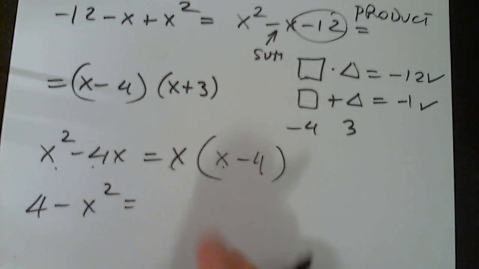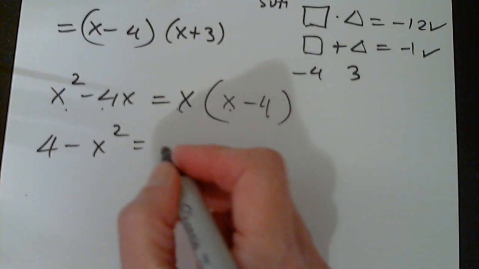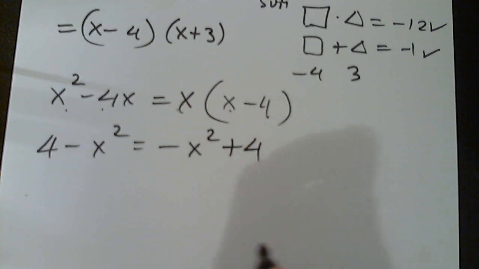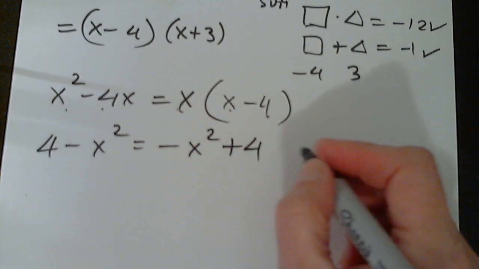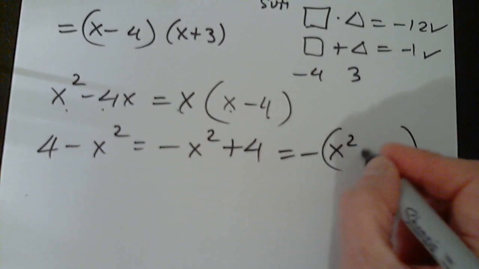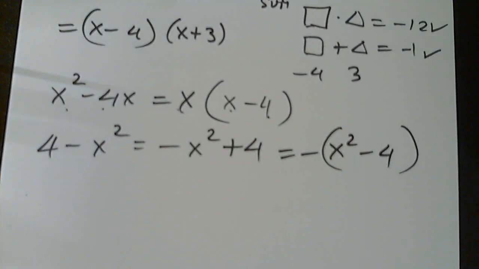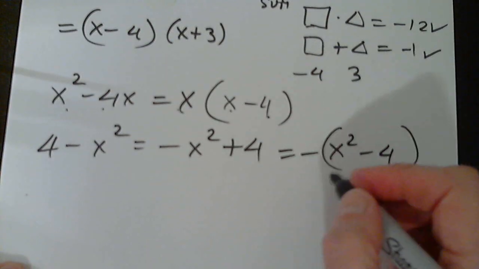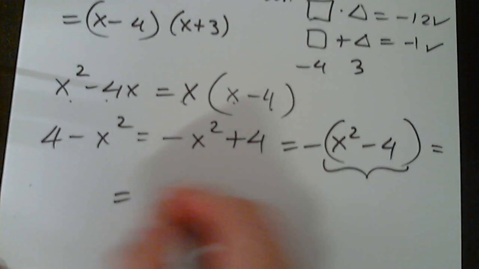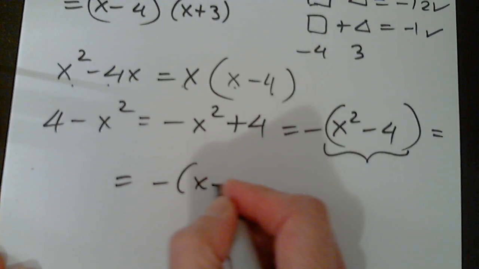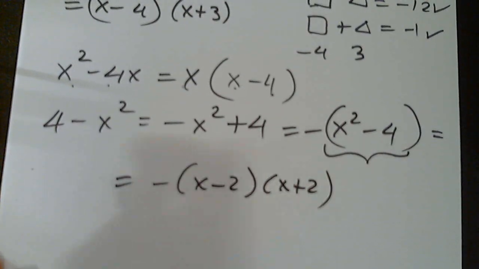4 minus x squared. Always in descending order first. That's mandatory. If there is a negative leading coefficient, you have to factor it out. The leading coefficient, if it's negative 1, you have to factor that out. And then this is the difference of squares. A very important formula. So this is x minus 2 and x plus 2.